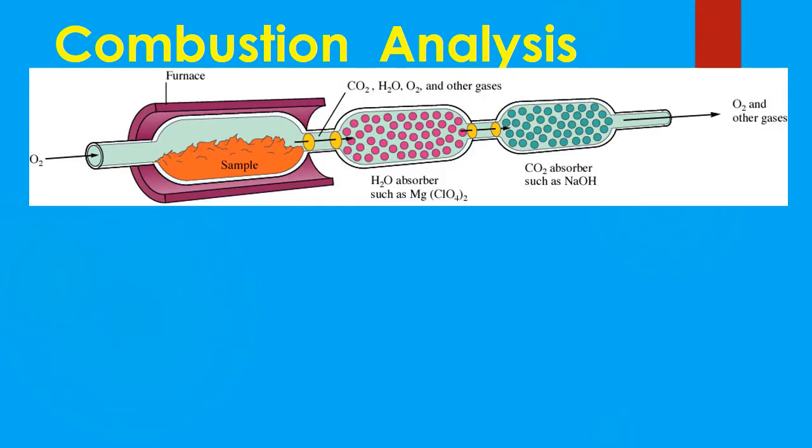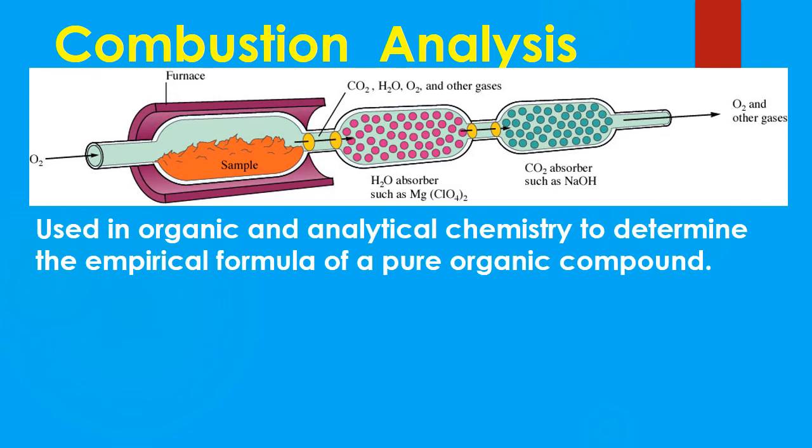So we're going to talk about combustion analysis. Combustion analysis is used in organic and analytical chemistry to determine the empirical formula of a pure organic compound. And as you can see here, the sample is passed through a furnace. Then you're going to have an absorber, something that absorbs the water molecules, and then something that absorbs our carbon dioxide. Oxygen and other gases will be given out at the end.